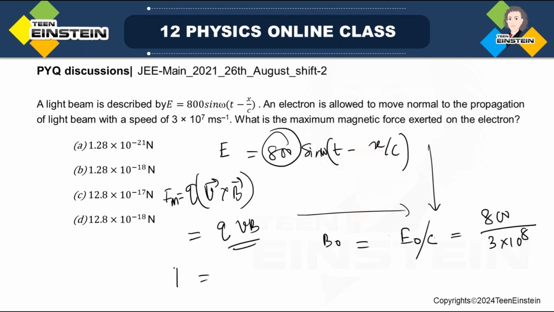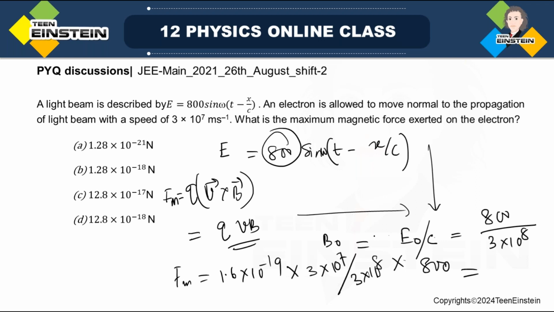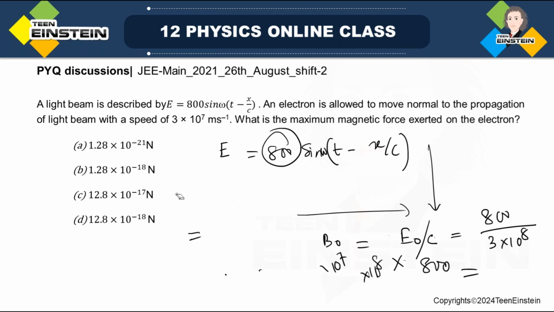So what is the force? Magnetic force will be Q, 1.6 into 10 to the power minus 19, QV. V is given 3 into 10 to the power 7 meter per second, by 3 into 10 to the power 8 meter per second, multiplied with 800 here. And if you multiply, you can just forget about this calculation. This is very easy, you can do anytime. So what was the critical point here? By thinking, you have to calculate what is B0. Once you get B0, then force will be automatically found out.